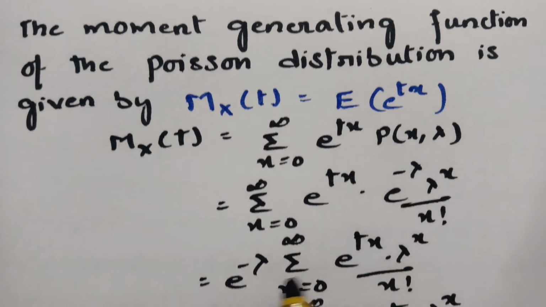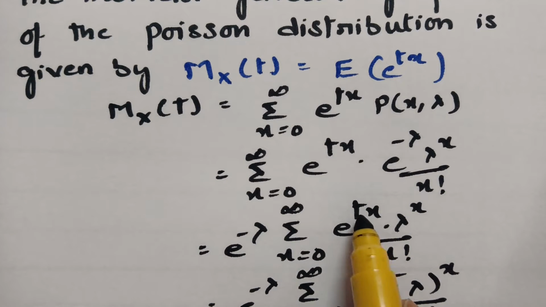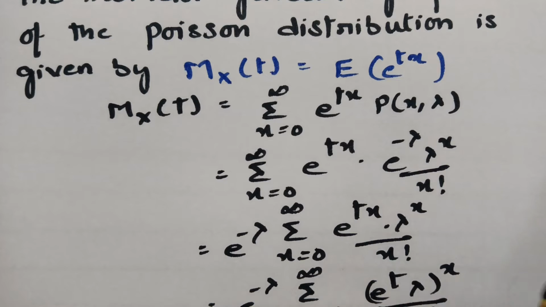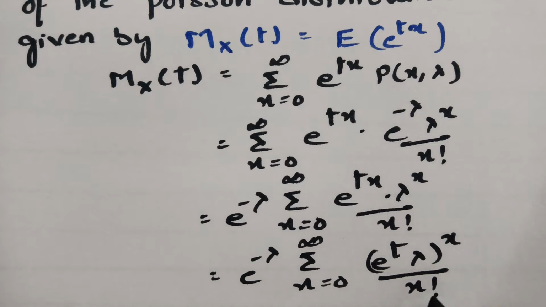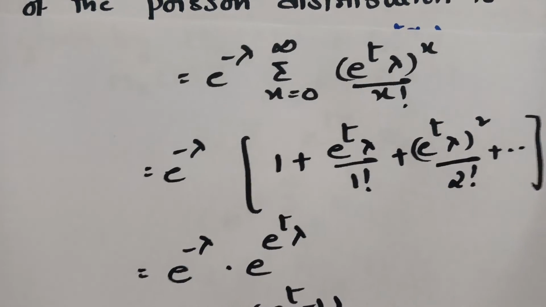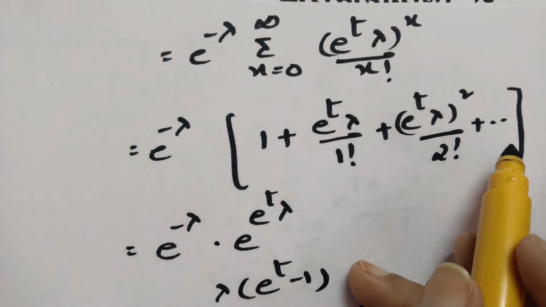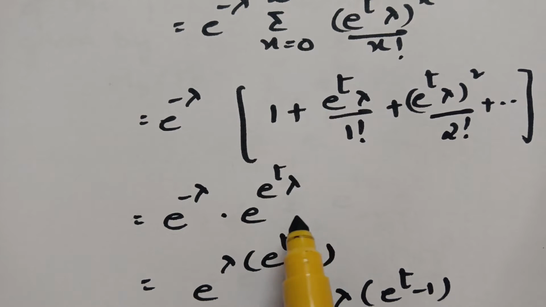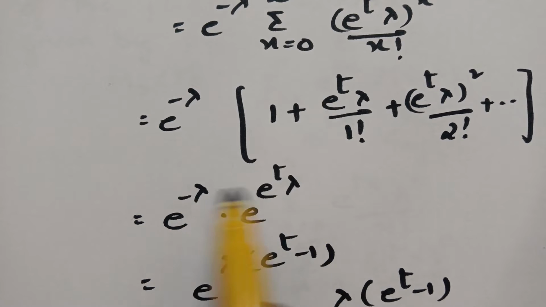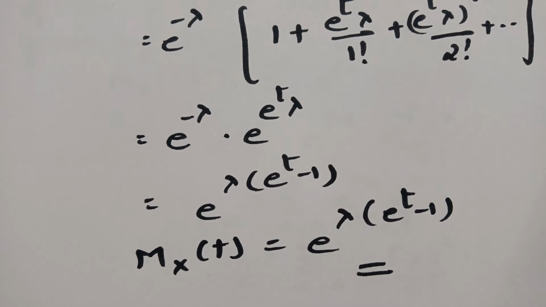Now see here, e power minus lambda is a constant term, I am keeping it outside. This is sigma x equal to 0 to infinity e power tx lambda power x by x factorial. Now if I take the power x common from these two, that is (e power t lambda) whole power x by x factorial. Now if I put x equal to 0, 1, 2 and make a summation here, then this is the expansion of e power (t lambda). So now if I take lambda common from these two, this will be e power lambda times (e power t minus 1). So this is the moment generating function of a Poisson distribution.